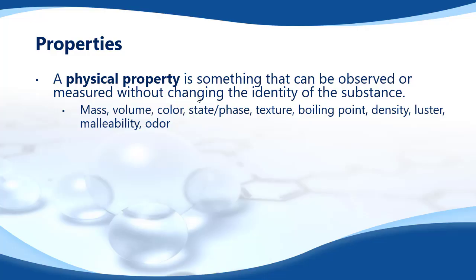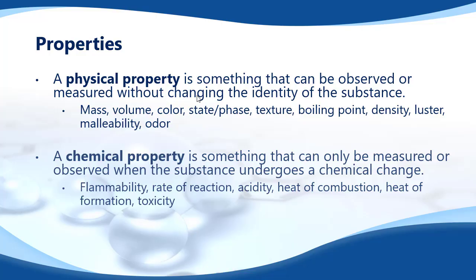A chemical property is something that you can only change, measure, or observe when the substance undergoes a chemical change, so when it reacts. The only way to know how flammable something is is to set it on fire and watch. Right? Same with rate of reaction or heat of combustion, which is the heat generated when you burn something. Right? So that's something, again, chemical. You have to do the reaction in order to measure it.